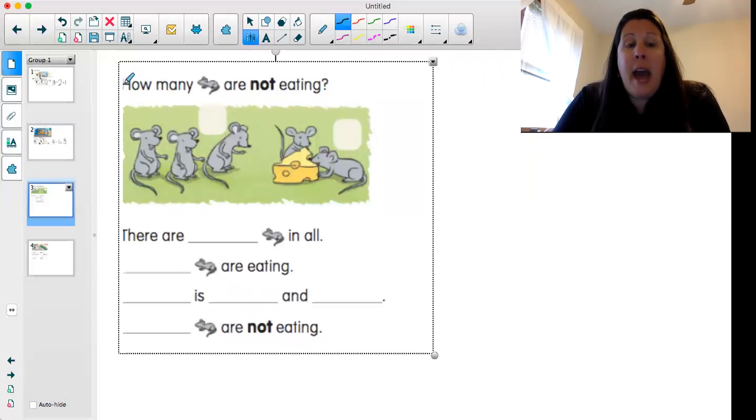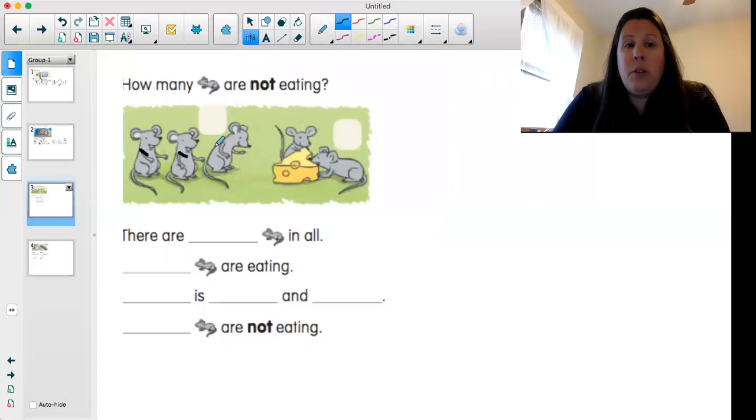This one says, how many mice are not eating? Well, first we have to go back and figure out how many do we have all together. There are blank mice in all. Let's count it. 1, 2, 3, 4, 5. There are 5 mice in all. How many mice are eating? 2. There are 2 mice eating.